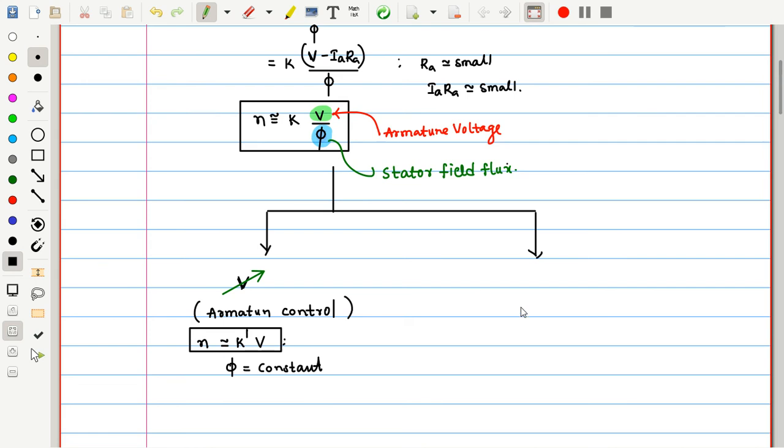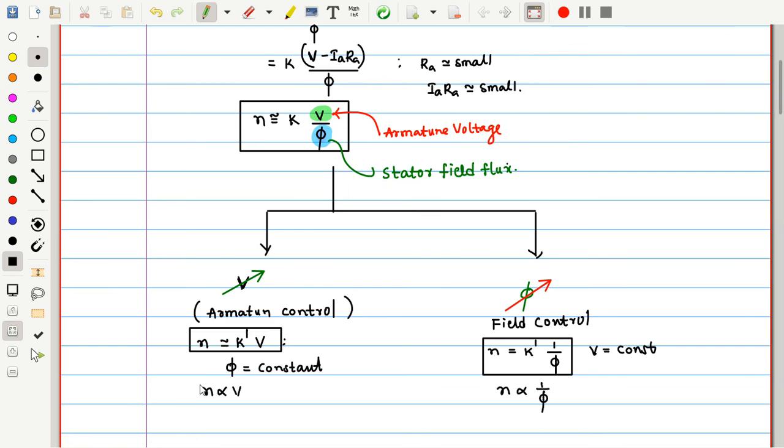One more is the field flux control. We have flux, and this flux also can be varied. How can we vary this flux? The method name is the field control method. When we are controlling the field, remember that the speed is equal to some constant k dash into 1 by phi. If we keep V constant, then the speed is inversely proportional to the flux. So we can say N is proportional to 1 by phi here. Speed is proportional to the applied voltage when the other parameter is maintained constant.